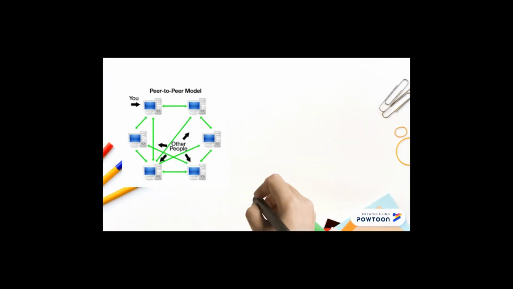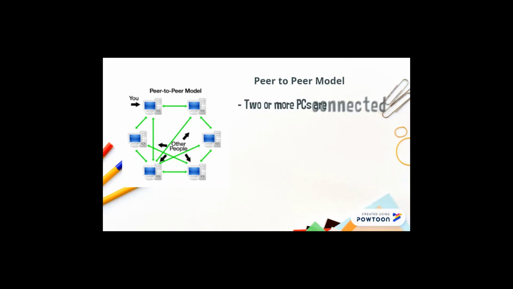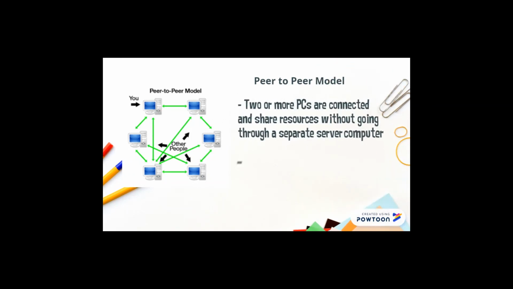Moving on, a peer-to-peer network is created when two or more PCs are connected and share resources without going through a separate server computer. In other words, each computer on this network will become a file server as well as a client. The only requirement to join this network is an internet connection and peer-to-peer software.